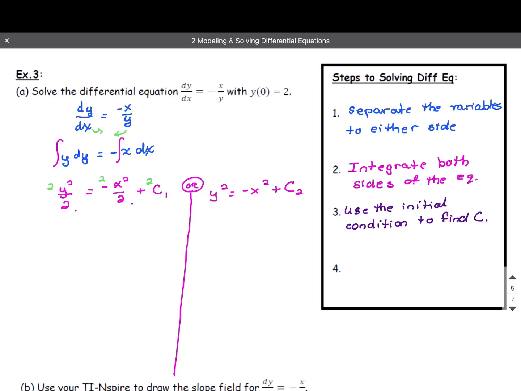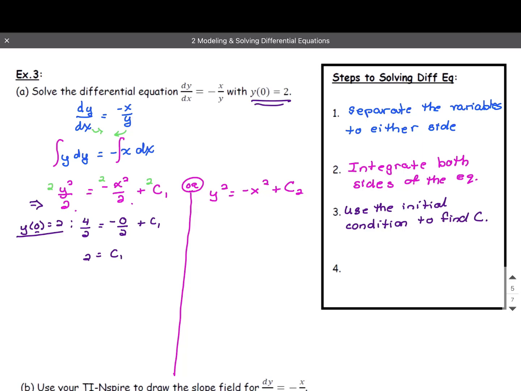Now, on the left side it's c1, on the right side it's c2. I don't care which way you do it, but I do want to show you both ways. Remember, our initial condition was that y of 0 equals 2. So in this equation, y is 2, so 2 squared is 4 over 2 equals negative 0 squared over 2 plus c1. Well, 4 divided by 2 is 2, and that means our constant c1 is 2.